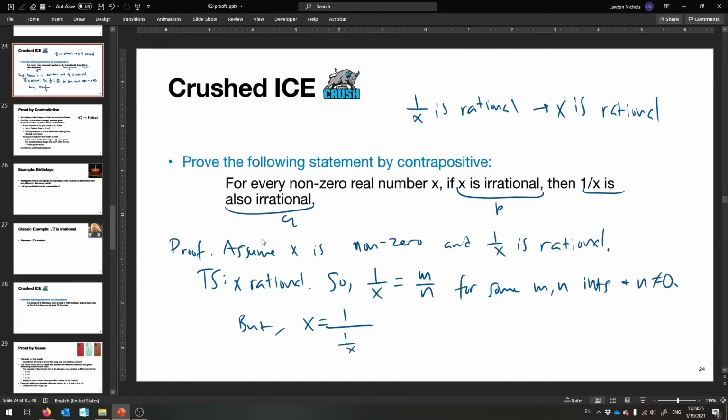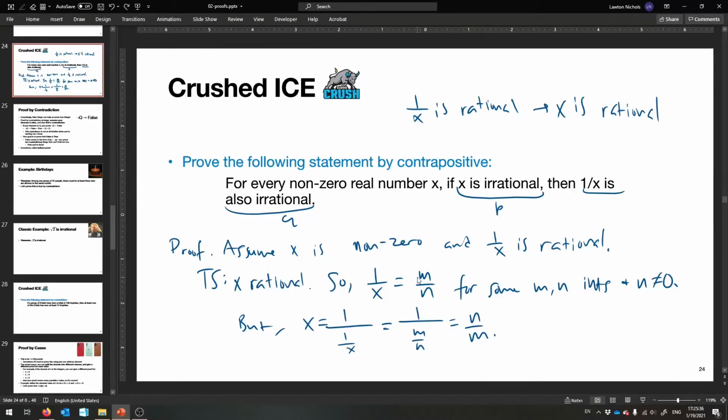Dun dun dun. Which is supposedly equal to 1 over m over n, which is equal to n over m. And we can do this because x is non-zero. We can divide on both sides, okay? It's totally allowed, and now we are happy, okay? So we have found our numbers. We just now need to show that m itself is non-zero.